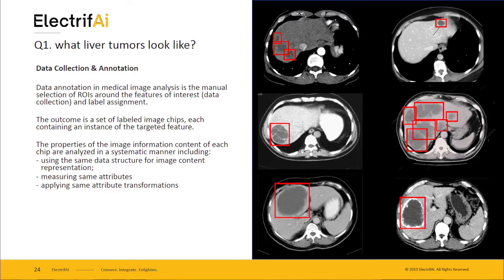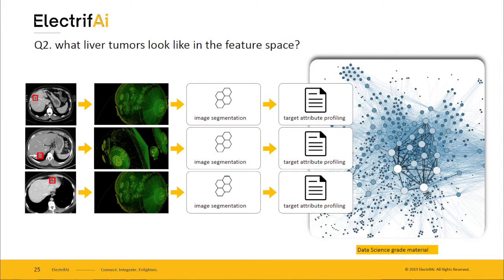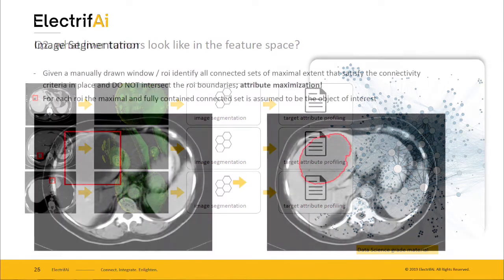They draw a bounding box around the area that is believed to be the problematic one, and a label is given. The next thing that happens is that the graph is computed for this specific image, and an automated image segmentation is generated, and the segments themselves are profiled, and this is what we refer to as the data science grade material. So this is the output of every one of these.